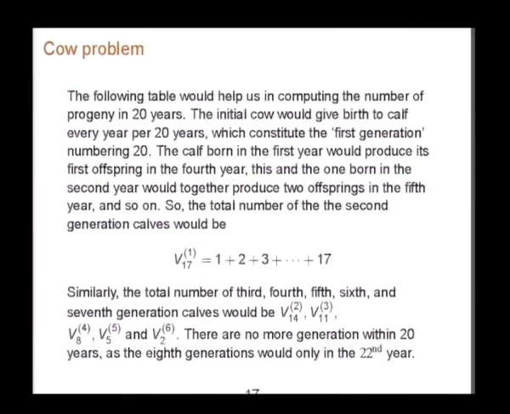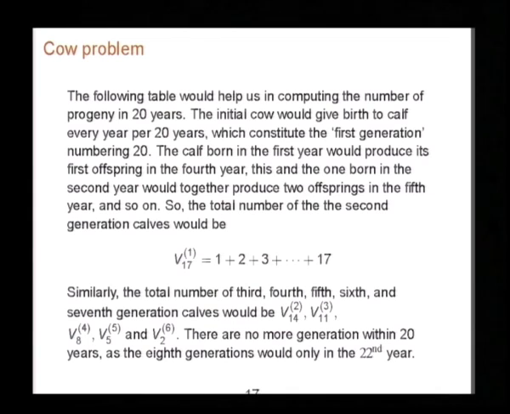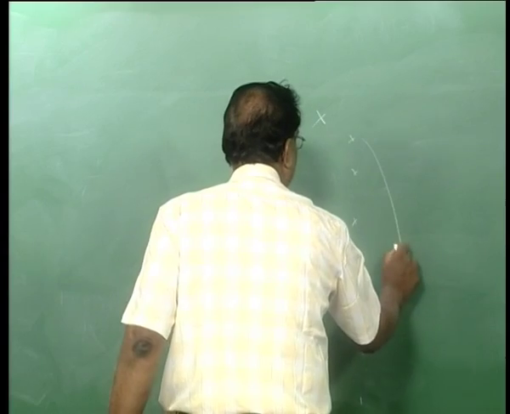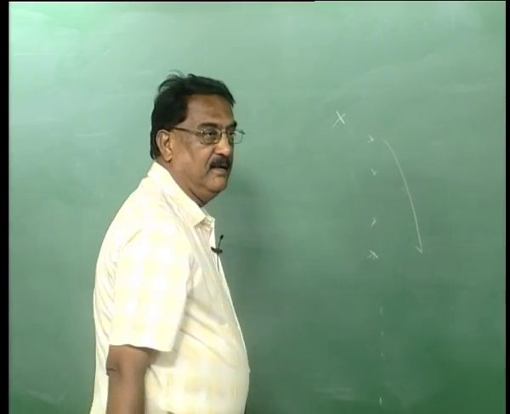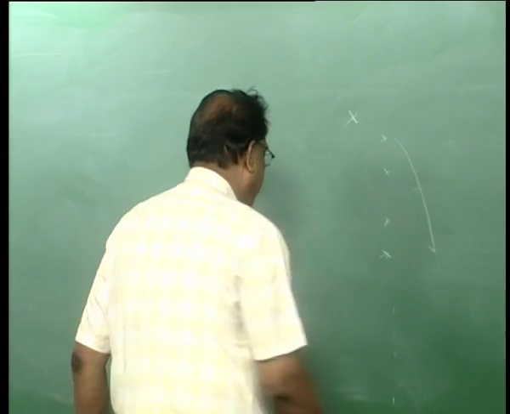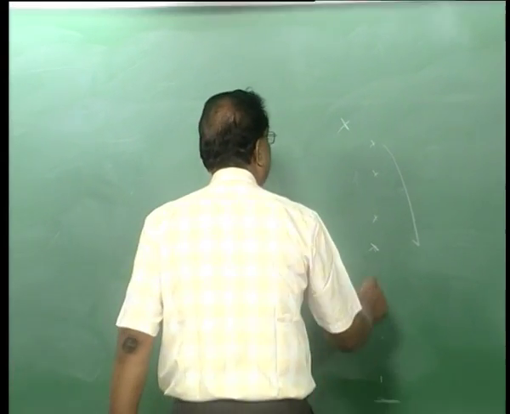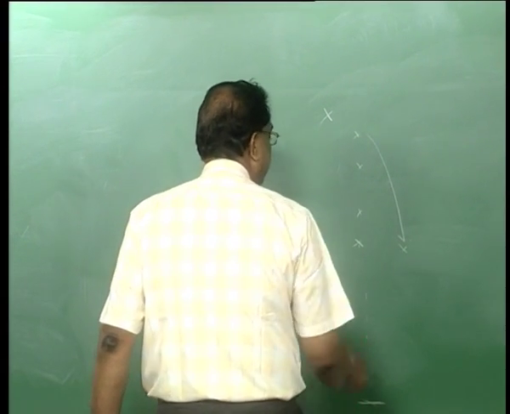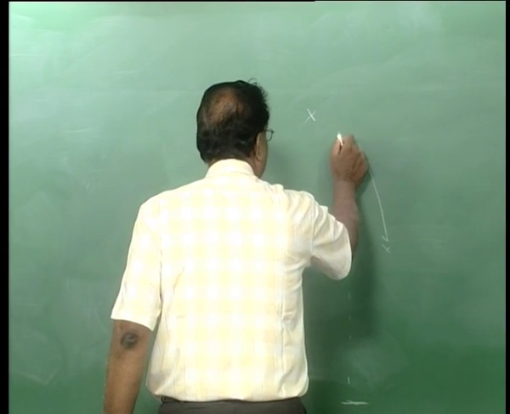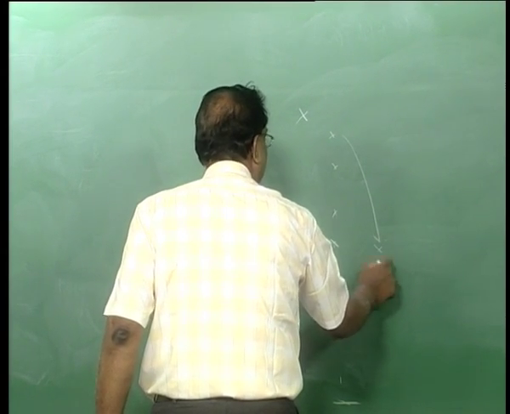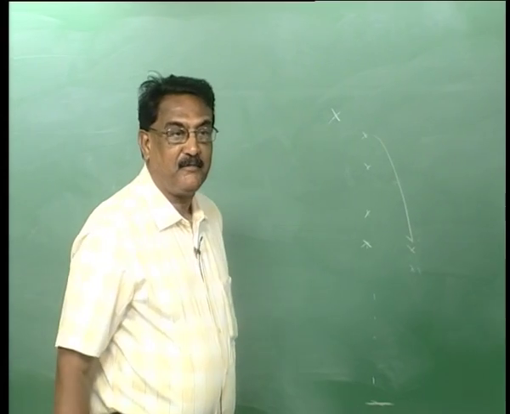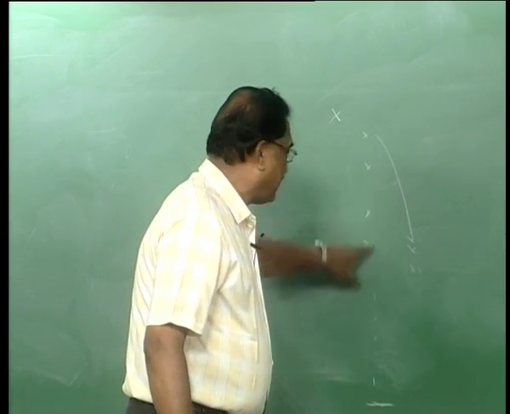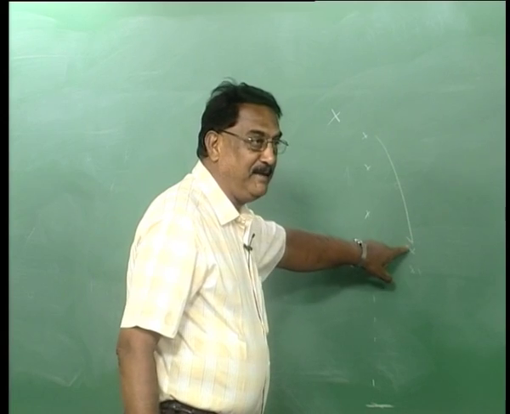Now the calf born in the first year would produce its first offspring in the fourth year. See, after 3 years only it is done. So this is the first generation of cows. Then this is the second generation, giving rise to this year. And in the next year, the fifth year, this will of course give one, and this also will give rise to one calf. So this is 1 plus 1 plus 1, etcetera. The next row is 1 plus 2.